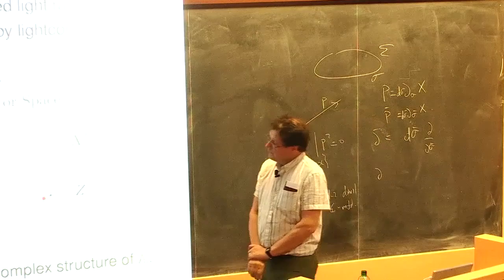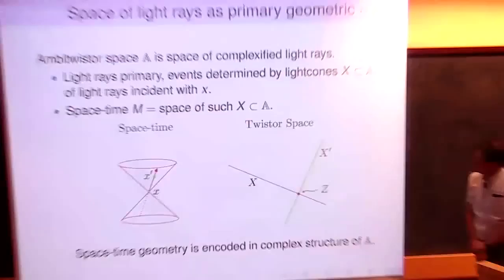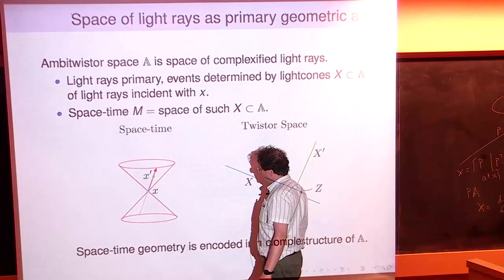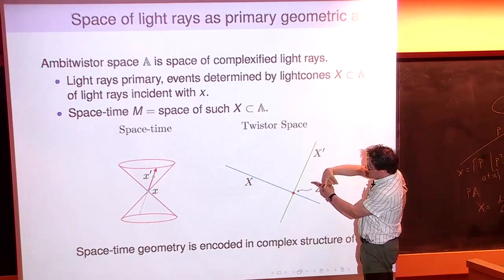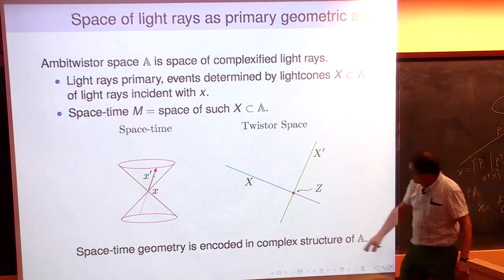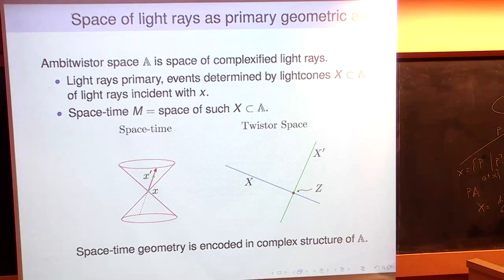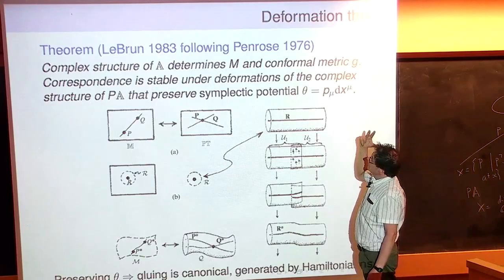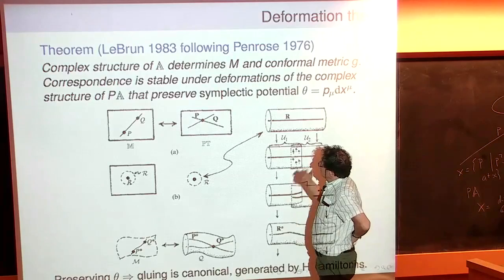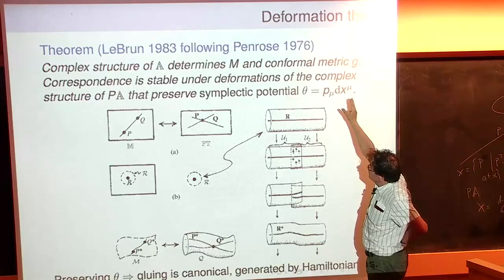So the basic idea is that you can reconstruct space-time out of these quadrics, and you can reconstruct the conformal structure by saying that if two of these quadrics intersect at a point, then the two corresponding points must be separated by a light ray, and that means that you know when they're null connected, and you can reconstruct the conformal structure. And it turns out that all you need to specify is the complex structure of this ambitwistor space. This was proved by Claude LeBrun, following on from Penrose's original nonlinear graviton. The basic idea, then, is that the metric is encoded in the complex structure of ambitwistor space, and that the correspondence is stable under small deformations.